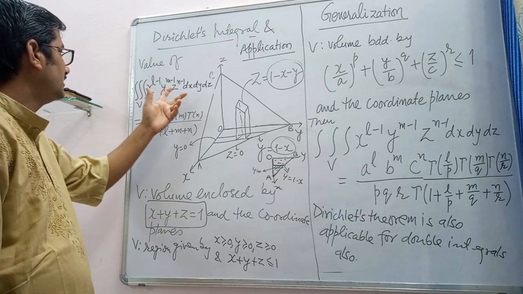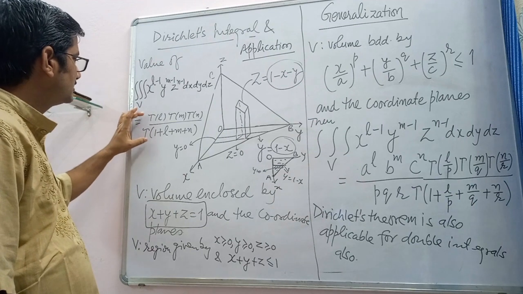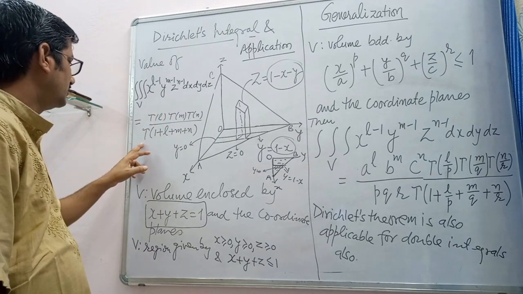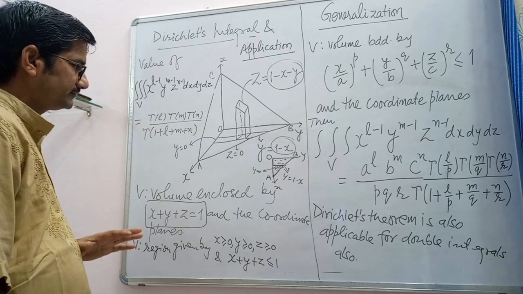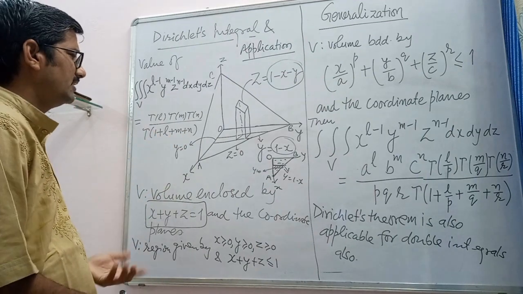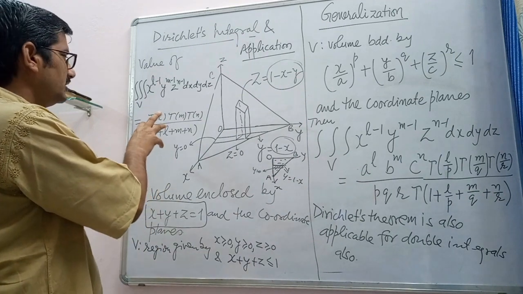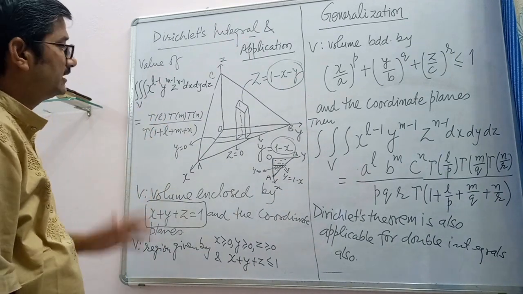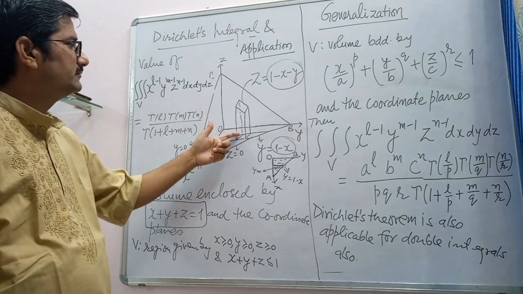Basically, it is a triple integral. It is to be found over the volume V, and its value is gamma l, gamma m, and gamma n upon gamma 1 plus l plus m plus n. And this is to be found over this volume V. So if we want to give the proof of this Dirichlet's integral, we have to consider an elementary bar.